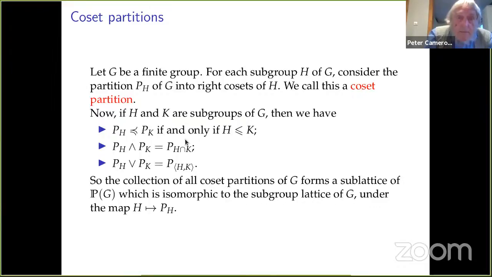And in particular, from these things, you see that the coset partitions form a sublattice of the partition lattice on G, and it's isomorphic to the subgroup lattice of G. You just map a subgroup H to its coset partition, and that gives you an isomorphism. So inside the partition lattice, you can find the lattice of coset partitions of the group.